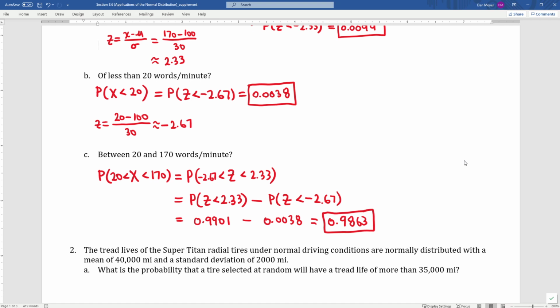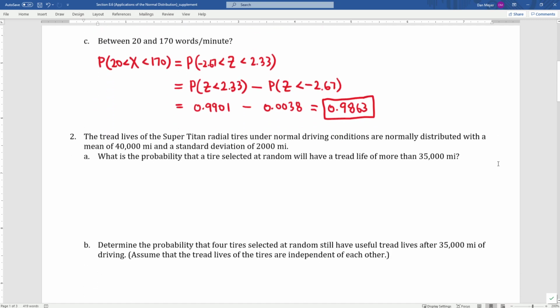Please take time if you need to make sure that you can use your z-table to find these values and that you can use your calculator to do the computations. Moving on to number 2.